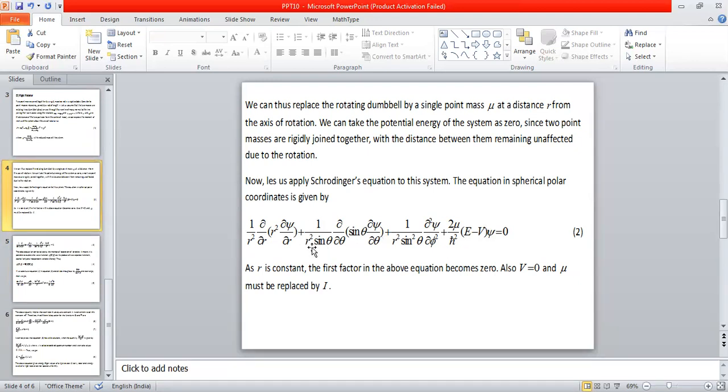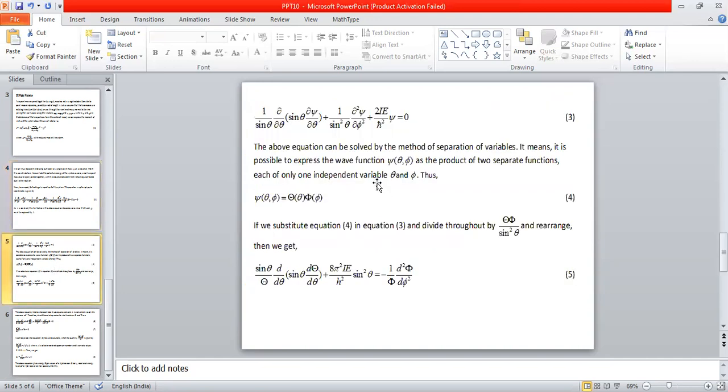So r cannot be equal to 0. Therefore, after eliminating the 1 by r square term in these three terms, we are going to end up with this type of equation: 1 by sin theta, dou by dou theta of sin theta dou psi by dou theta, plus 1 by sin square theta, dou square psi by dou phi square, plus 2IE by h square psi is equal to 0.